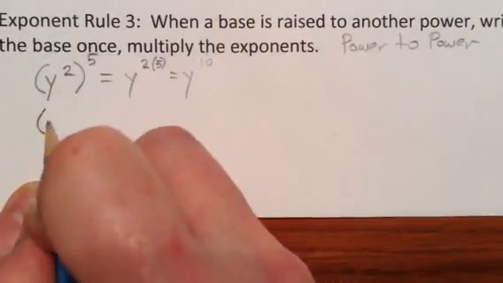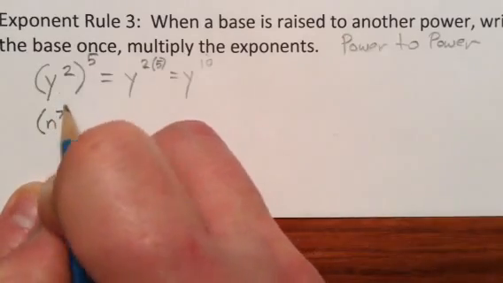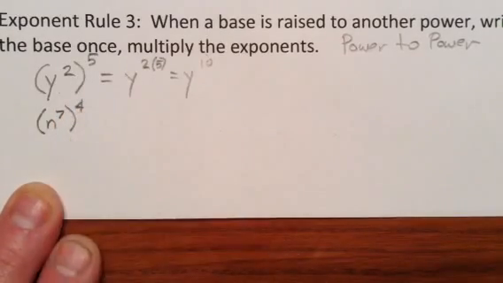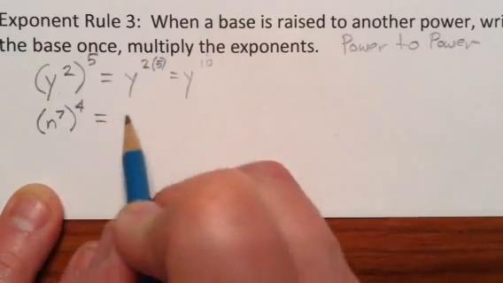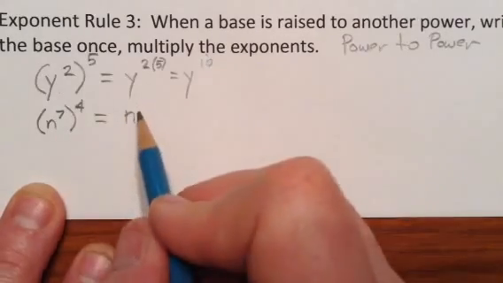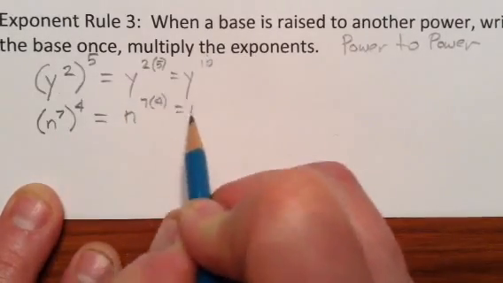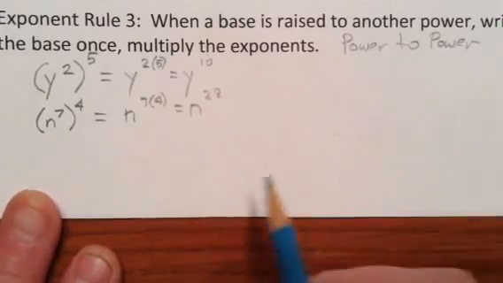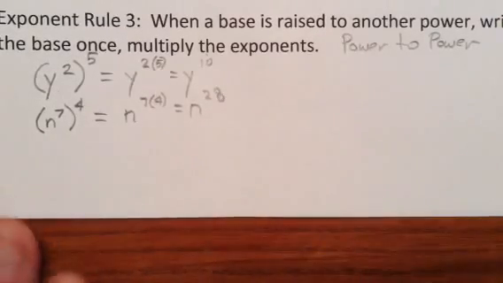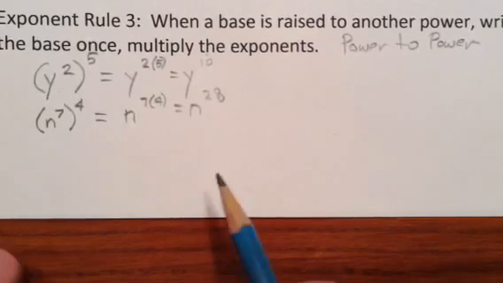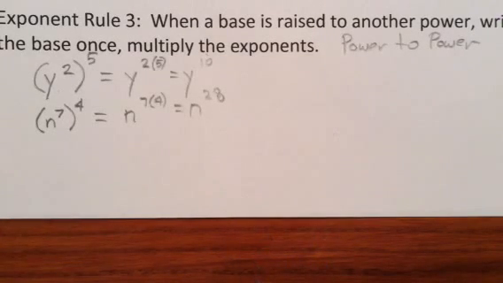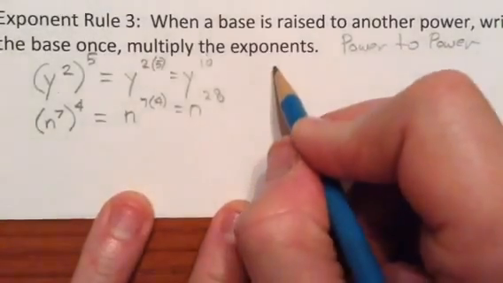So again, if I have n raised to the 7th and in turn is raised to the 4th, my rule says to write the base, multiply the exponents. 7 times 4, that's going to be n to the 28th power. That's an 8. Okay, now this works also whenever you have more than one base, or if you have a fraction or quotient. Let me tell you what I'm talking about.